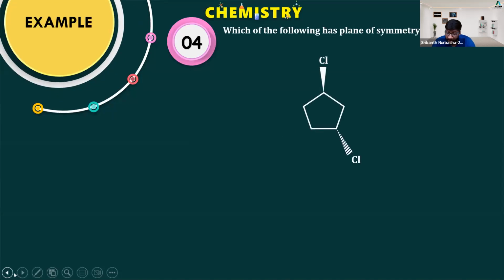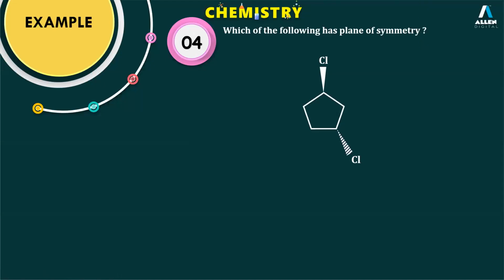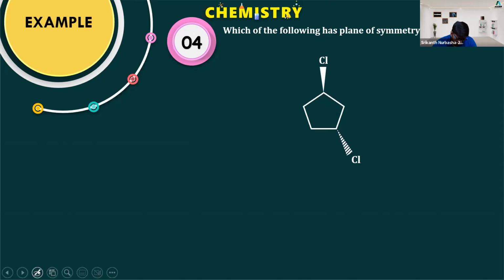Does this have a plane of symmetry? Which plane? Between the two Cl. Between the two Cl, if you try to connect, are we getting a plane of symmetry?